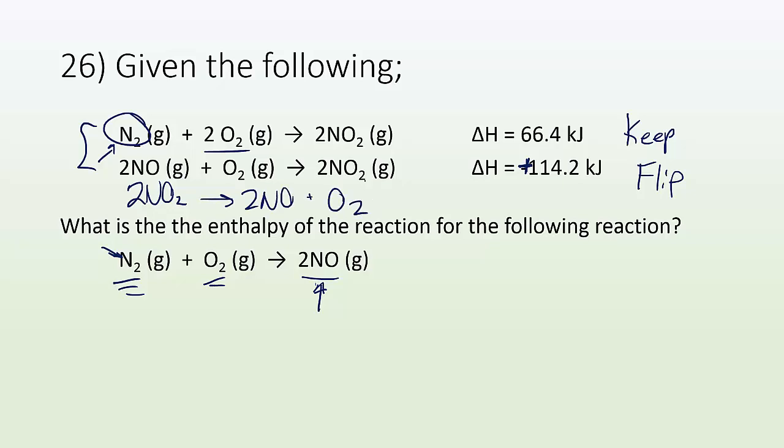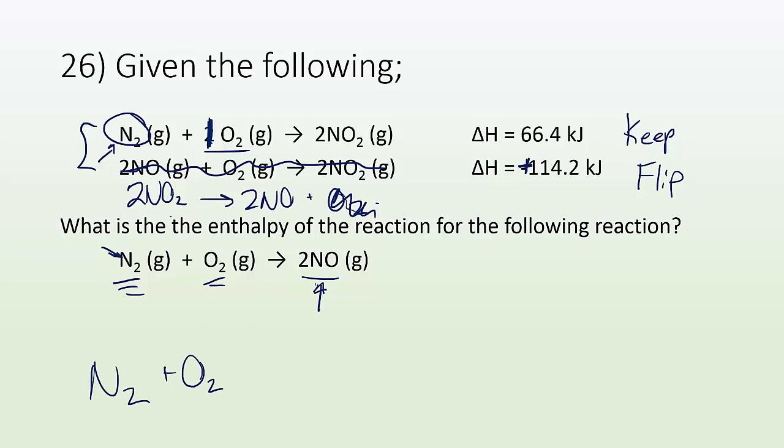So now hopefully everything that shouldn't be there cancels out. Let's take a look. I have N2. Let me add these together. When I add them together, I end up with N2. Let's see, I have 2O2, and then I have one O2 on the opposite side, so that's going to cancel out one of those O2s. Boom. So now that gives me just O2.